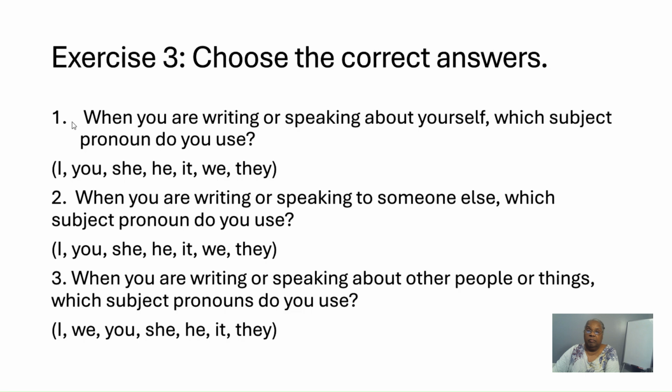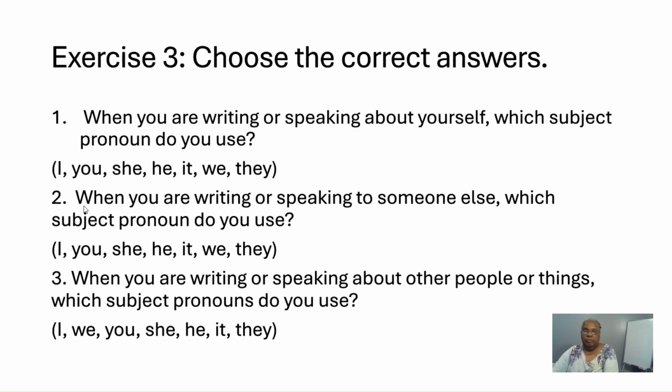Question 1. When you are writing or speaking about yourself, which subject pronoun do you use? You can choose the pronoun from among the pronouns that are given, which are I, you, she, he, it, we, they.